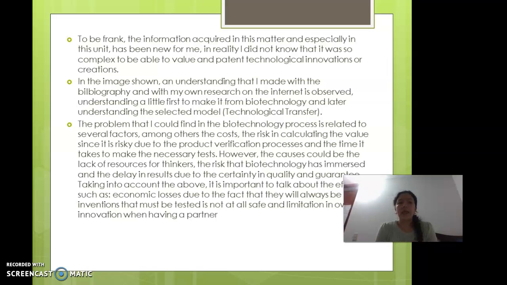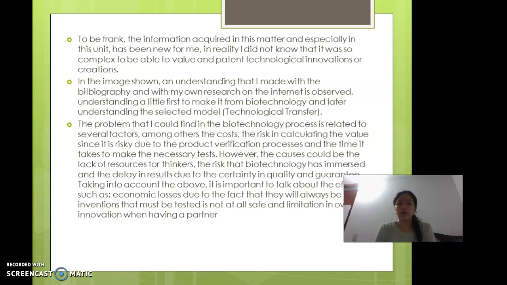The problem that I could find in the biotechnology process is related to several factors, among others the cost, the risk in calculation, the value. Since it is a risk due to the product verification processes and the time it takes to make the necessary tests. However, the cause could be the lack of resources for thinkers, the risk that biotechnology has emerged, and the delay in results due to the certainty in quality and warranty.